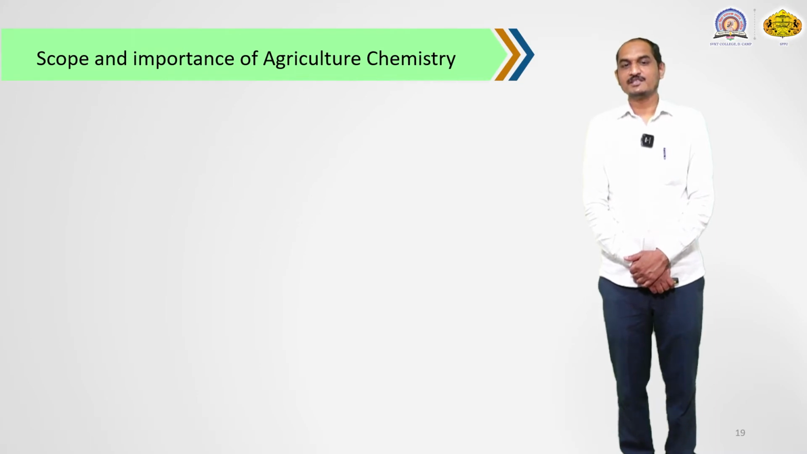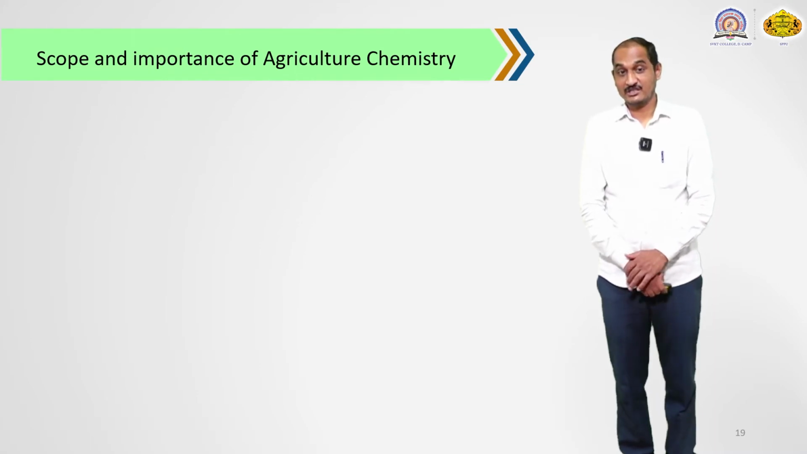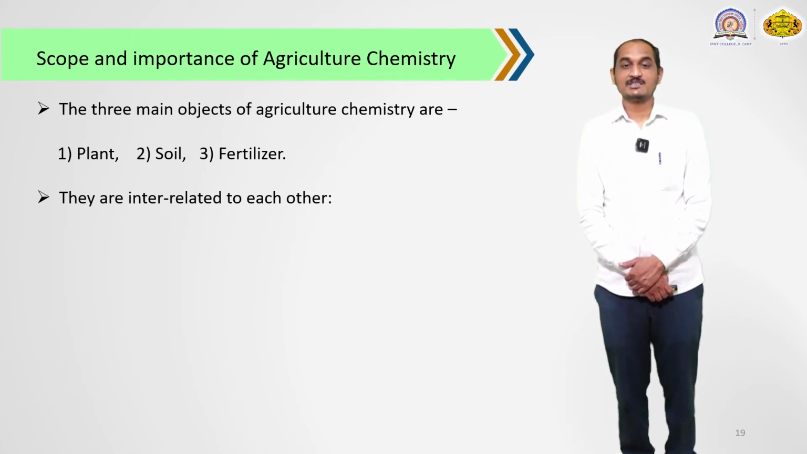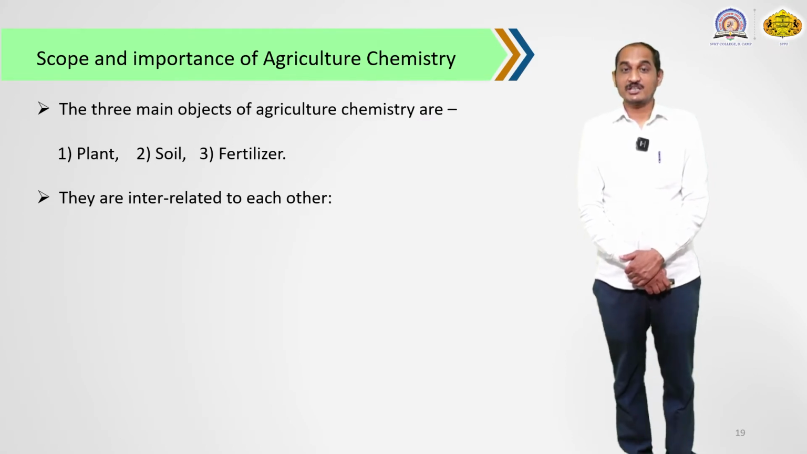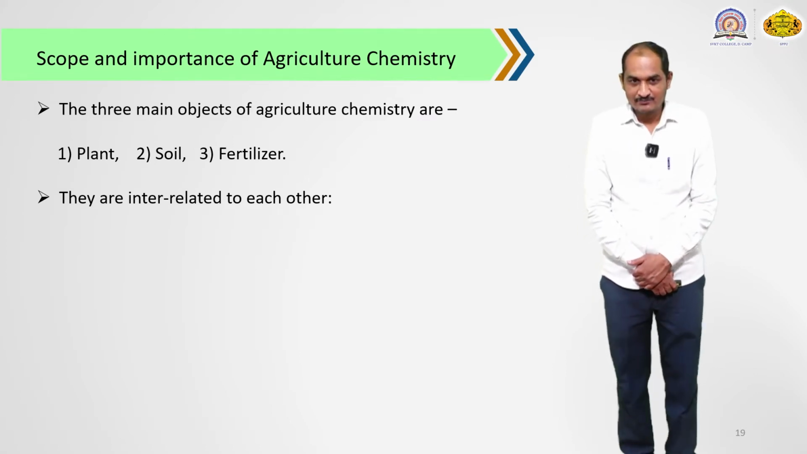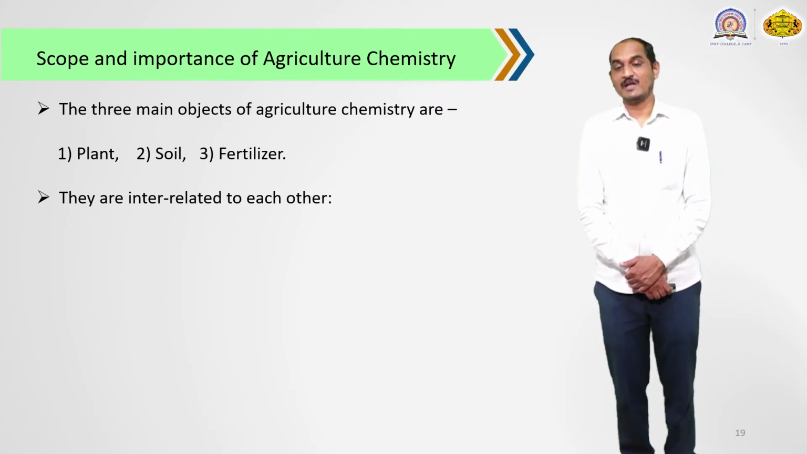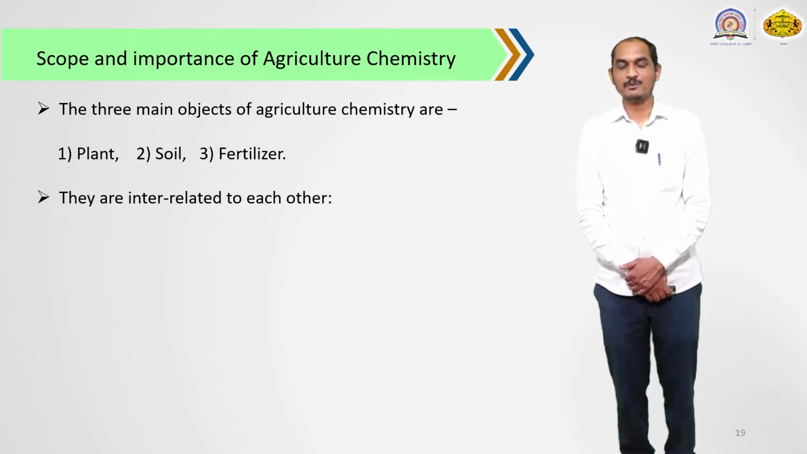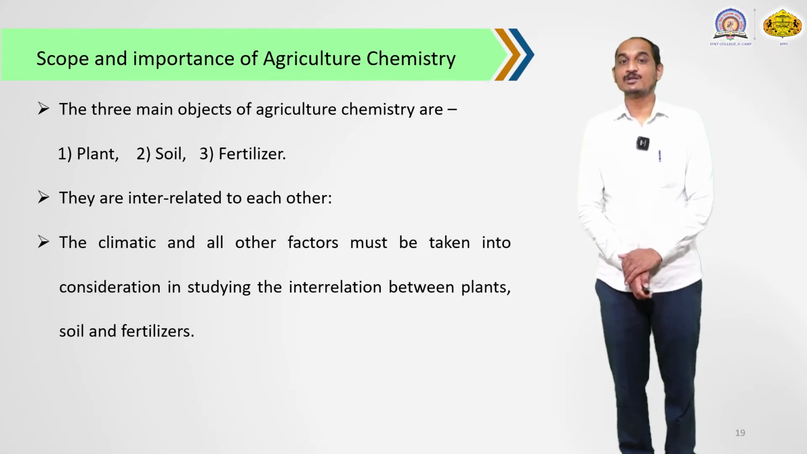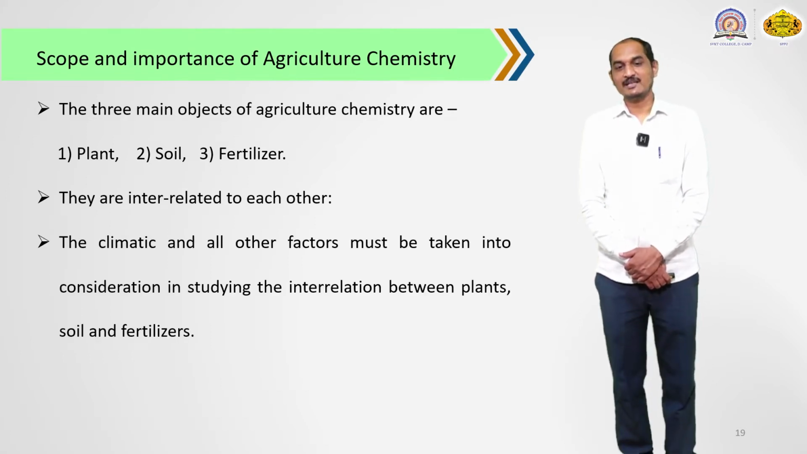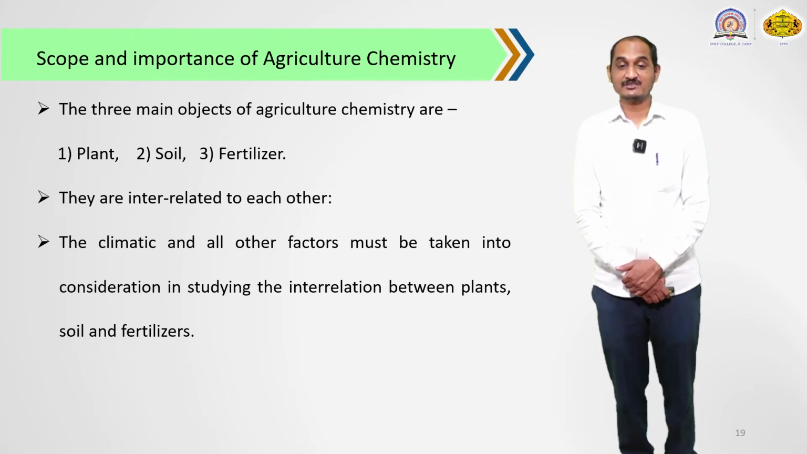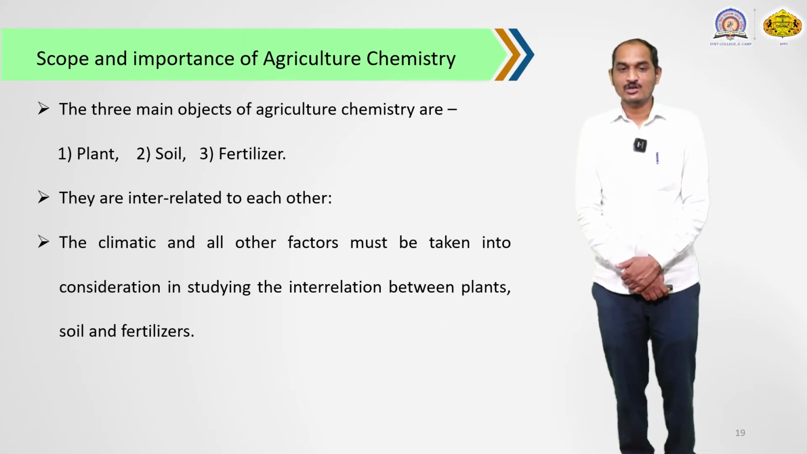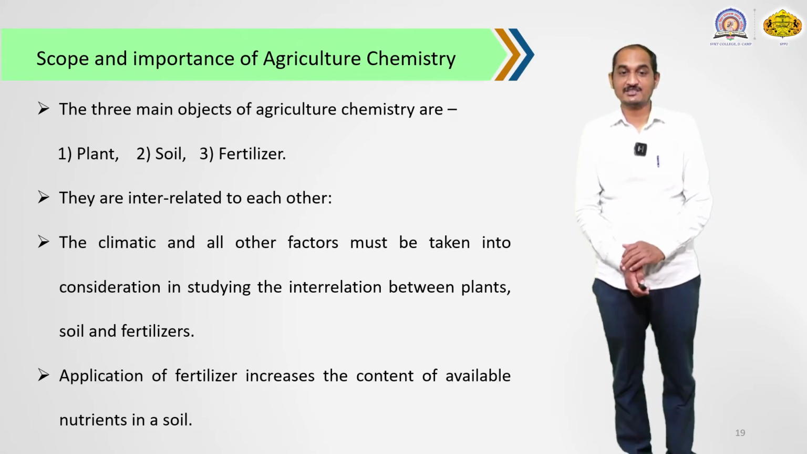So the next important point is the scope and importance of agricultural chemistry. What is the scope of agricultural chemistry and its importance? We know that agricultural chemistry is for increasing the productivity or fertility of the soil. There are three main objectives of agricultural chemistry. First is the plant, soil and fertilizers, and we know that these three are interrelated to each other. The climate and all other factors must be taken into consideration in studying the interrelation between plants, soil and fertilizer, because the role of climate is the most important in the agriculture field.